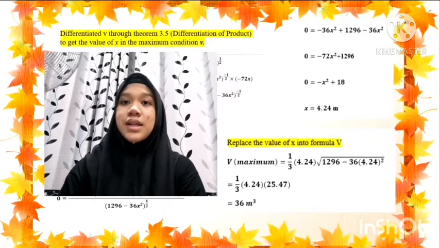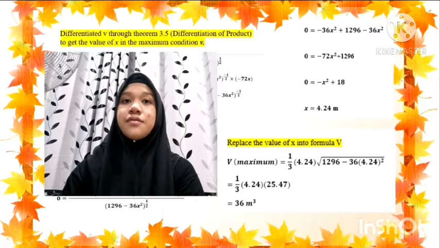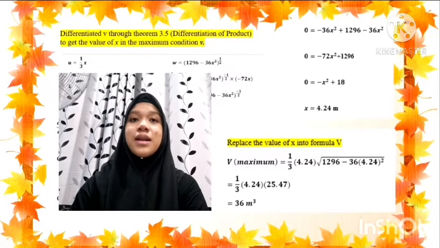Okey, bila kita dah dapat nilai x tu, kita masukkan balik dalam formula V kita, yang V dalam sebutan x tu. Gantikan semua x yang ada dengan 4.24. Jadi bila kita masukkan, kita dapatlah 1/3 darab 4.24 punca kuasa 1296 tolak 36 darab dengan 4.24 kuasa 2. Jadi kita mudahkan, kita dapatlah 1/3 darab 4.24 darab dengan 25.47. Jadi dapatlah hasilnya 36 meter cube.